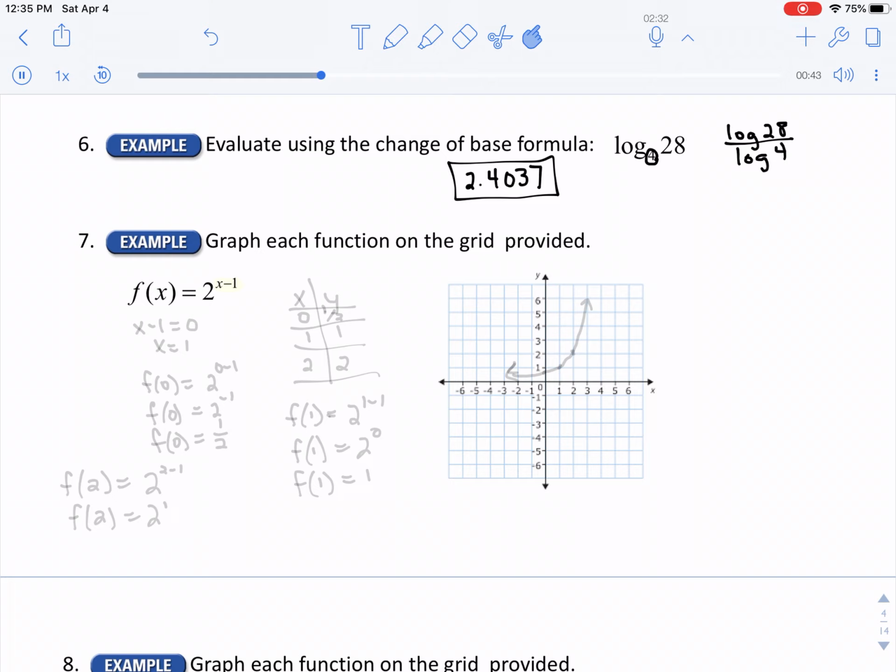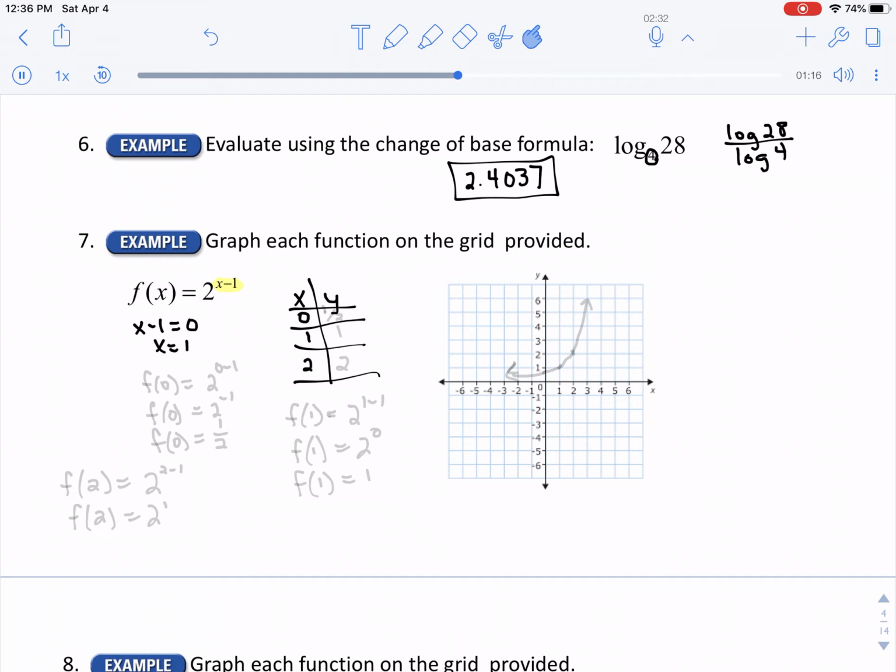We're going to graph this on a grid. So I'm going to make my t-table. X, Y, and I want the exponent, this right here, the exponent, I want it to be equal to 0. So I say I want x minus 1 to equal 0. Add 1 to both sides, I get x equals 1. Now the reason I'm doing that is that tells me what I want this middle value to be right here is 1. And if I go down 1, I get 0, and if I go up 1, I get 2.